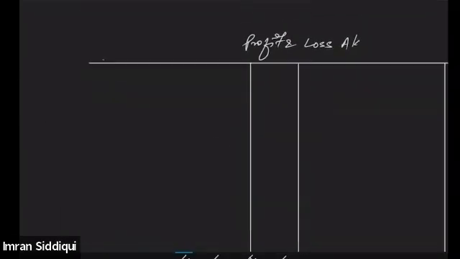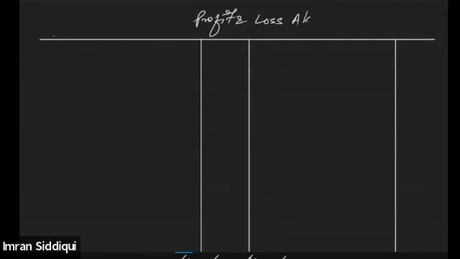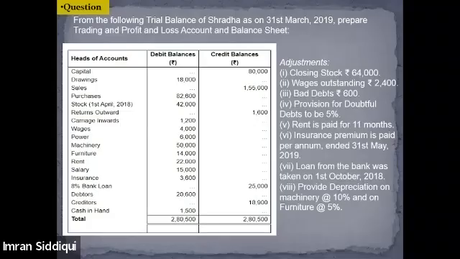And the same will also be recorded in the profit and loss account on the debit side by depreciation on machinery, 5,000. All right, and then we have furniture. On furniture, depreciation is to be charged at 5%. Value of furniture is 14,000.